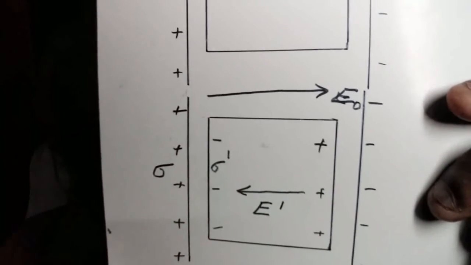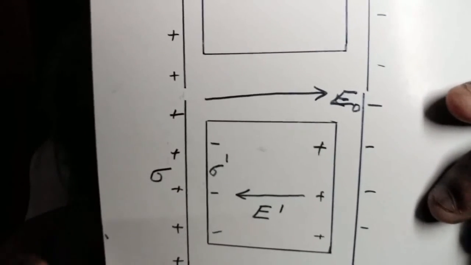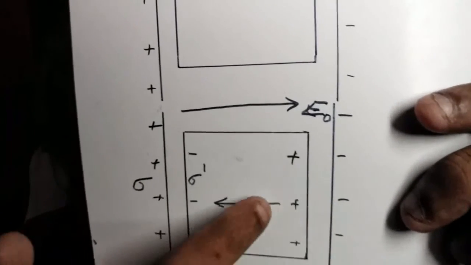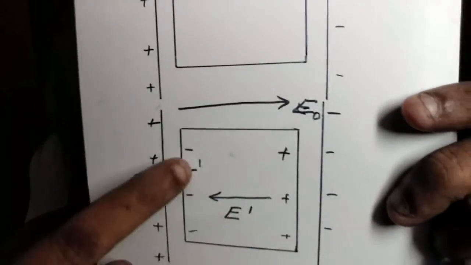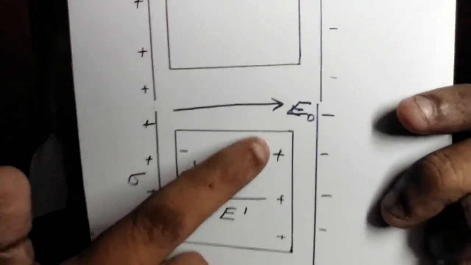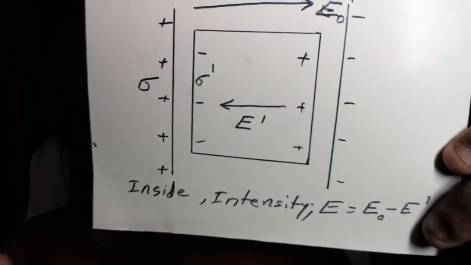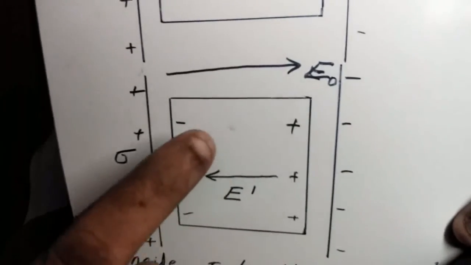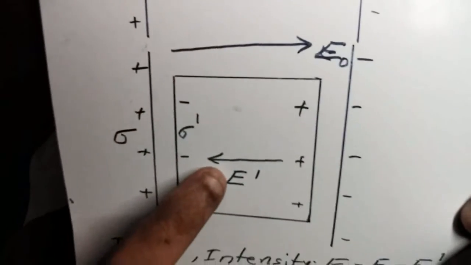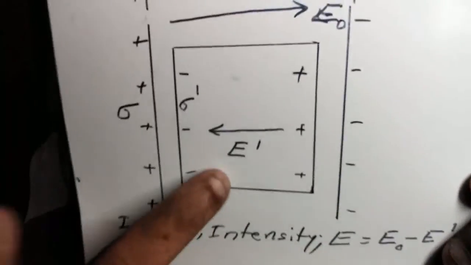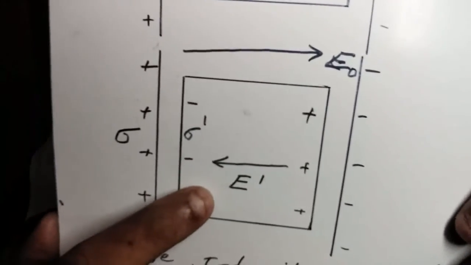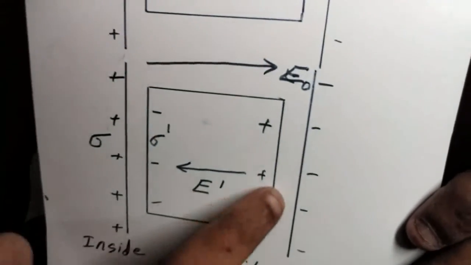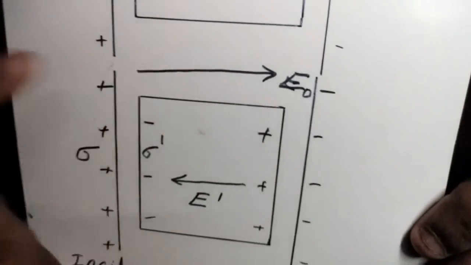So inside the slab, a new field is set up, E dash, which is opposite to the applied field. Therefore, net field inside the slab or resultant field inside the slab becomes E0 minus E dash, or the field strength is reduced because of this rearrangement of the dipoles under the influence of the applied field.